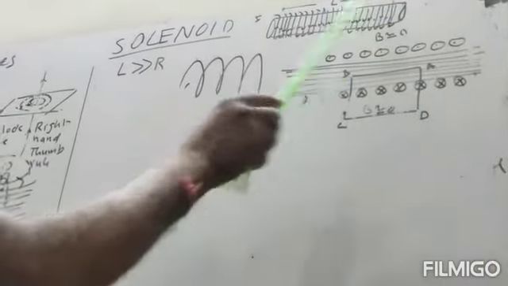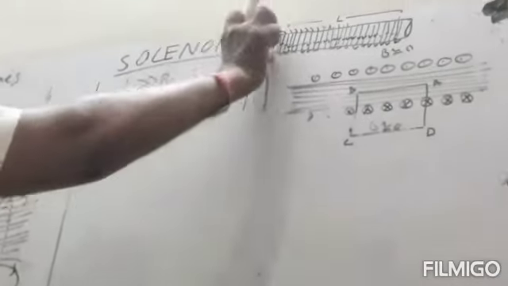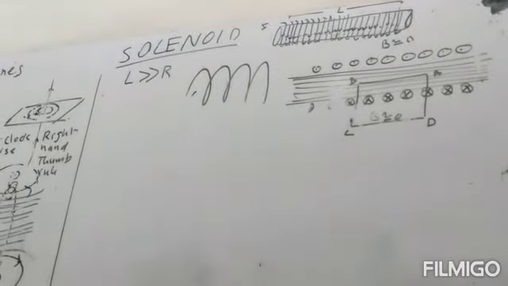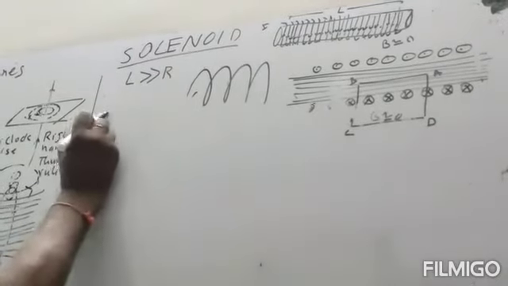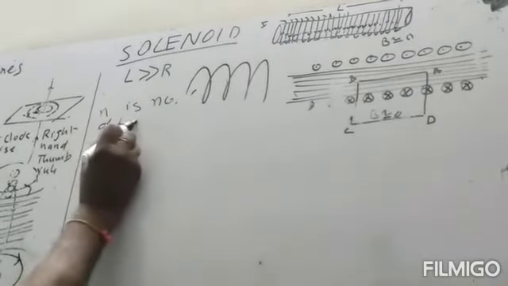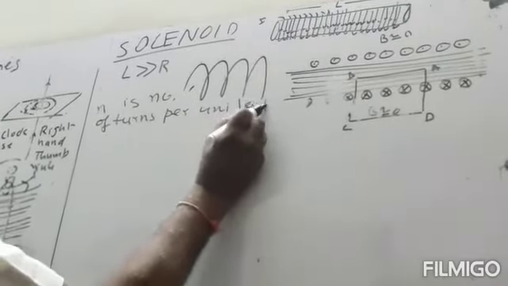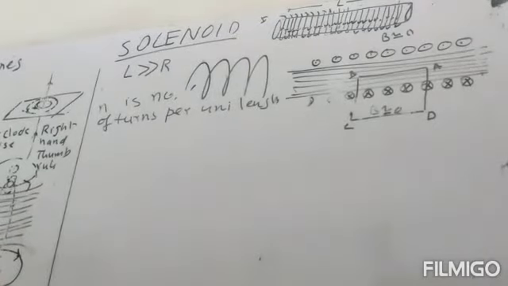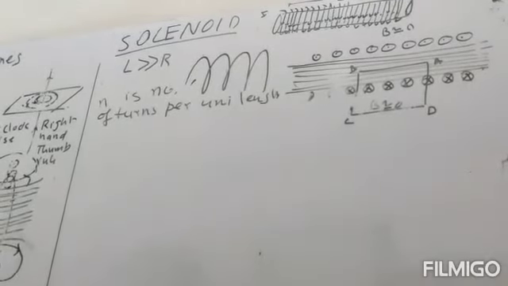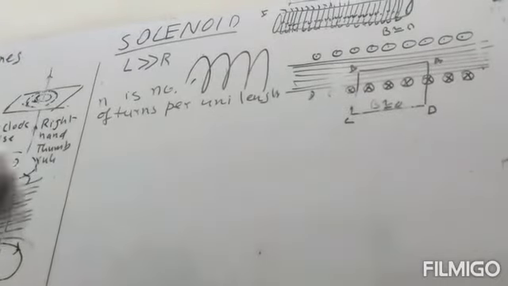So the length of the solenoid is very large compared to the radius of the solenoid. The number of turns are very close to each other, and if we say n is the number of turns per unit length, n should be constant, meaning the winding should be equal and the number of turns per unit length should be equal and they are equally spaced with each other.